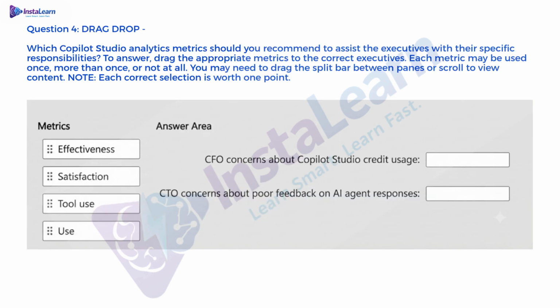Question 4. Drag-drop. Which Copilot Studio Analytics metrics should you recommend to assist the executives with their specific responsibilities? To answer, drag the appropriate metrics to the correct executives. Each metric may be used once, more than once, or not at all. You may need to drag the split bar between panes or scroll to view content. Note: each correct selection is worth 1 point. Metrics: effectiveness, satisfaction, tool use, answer area. 1. CFO concerns about Copilot Studio credit usage. 2. CTO concerns about poor feedback on AI agent responses.